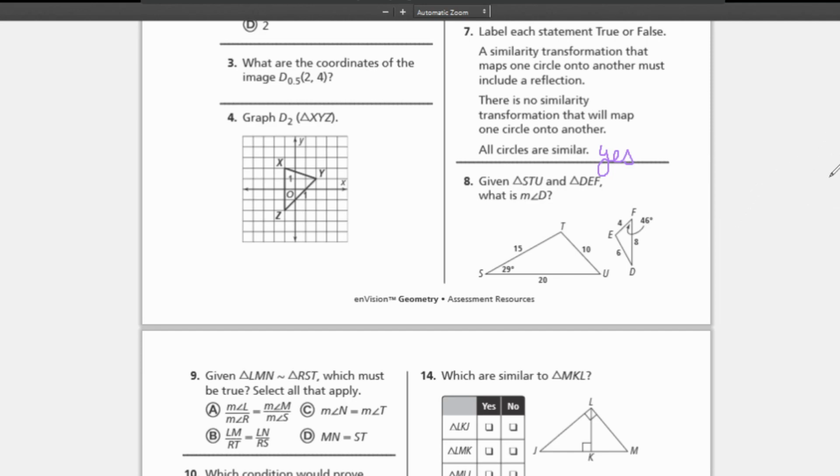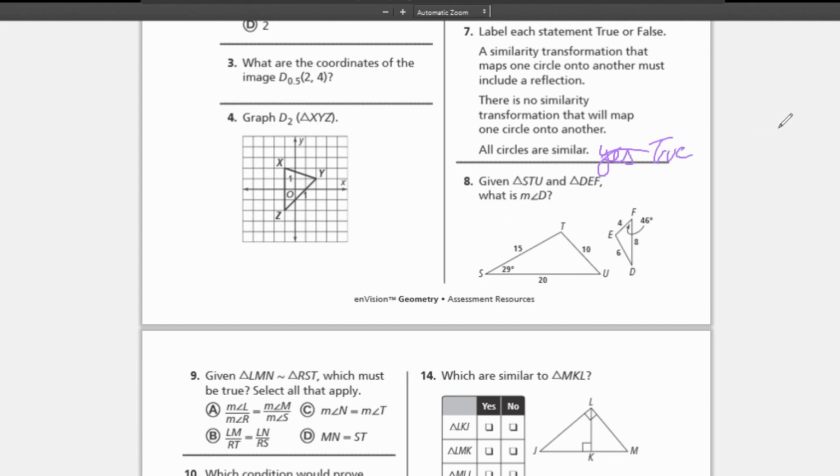So we know that all circles are similar. We even briefly talked about in some classes where we had the time why that is, but just know all circles are similar. All right. I wrote yes. It's asking true or false. So let's say not yes, but true.